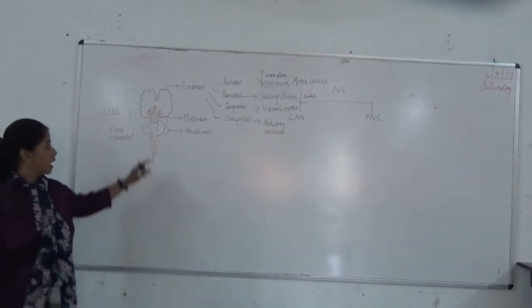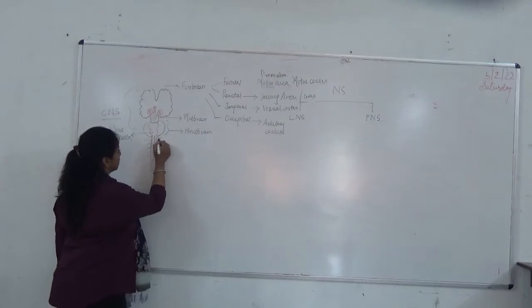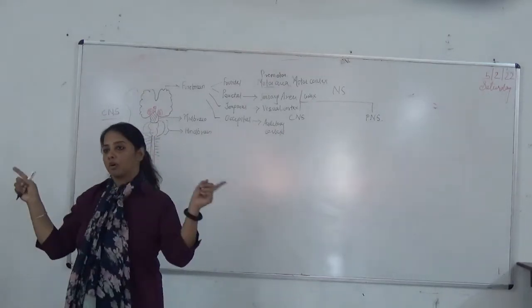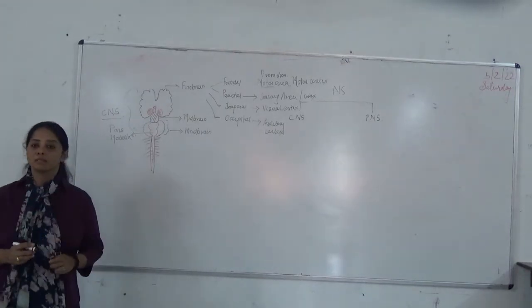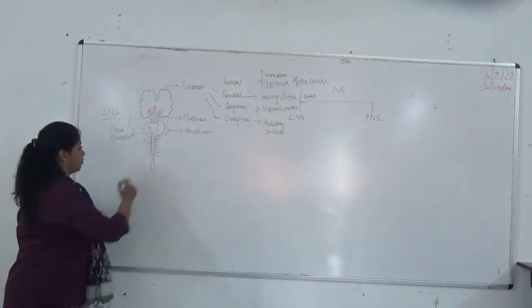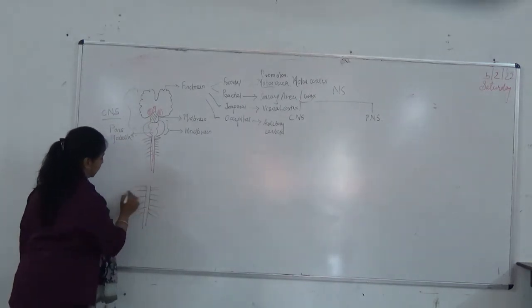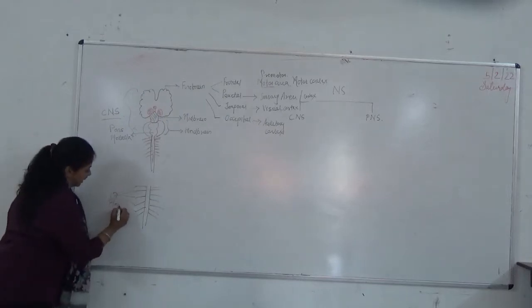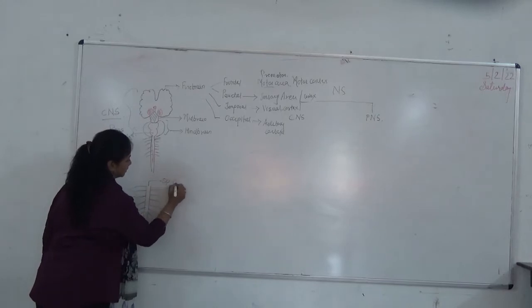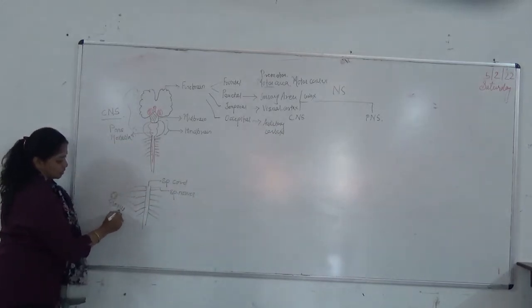This is the central nervous system. From here the spinal cord starts, and these are the spinal nerves. The spinal nerves, which emerge bilaterally from the recesses of the vertebrae, along with the spinal cord comprise the peripheral nervous system. These spinal nerves together come and form the nerve plexus. This is the spinal cord, these are the spinal nerves, and collectively they form the nerve plexus.